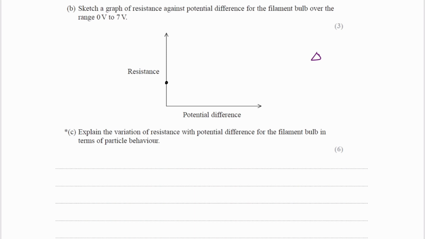So our graph will then end up looking something like this, with the endpoint, which we worked out. The voltage value for that was 7 volts. Remember, we're doing from 0 to 7 volts. And the resistance was 4.86. And that is part B done.